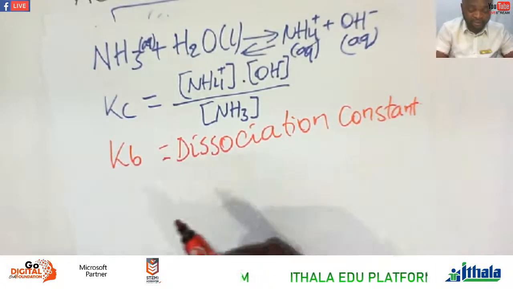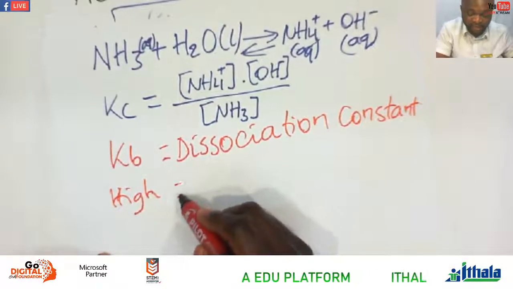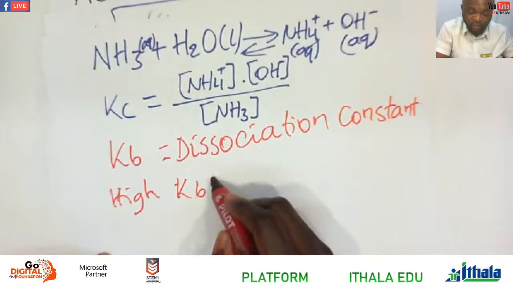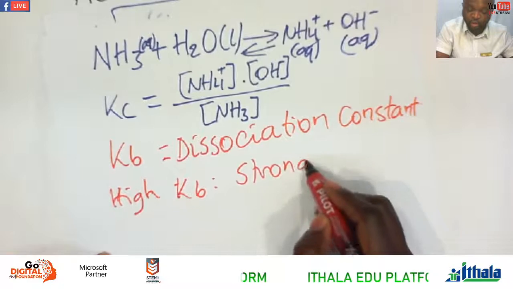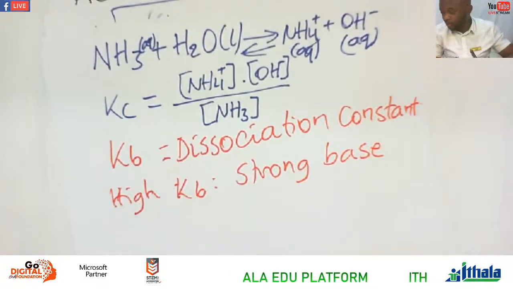It simply means that if you have a high Kb, if the value of Kb is high, which simply means what? We have what? A strong base. So a strong base has a big Kb.